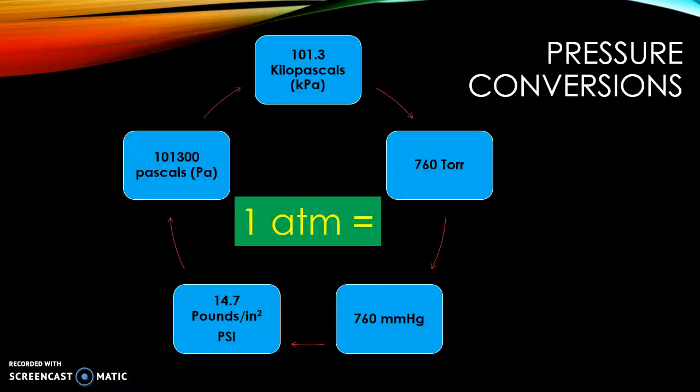Also, pressure comes in different units, and some are pascals, torr, millimeters of mercury, and pounds per square inch. That's what most people have heard. So I've given you some equivalent values so that when you see them in problems, you can recognize whether they're a pressure or temperature and volume.